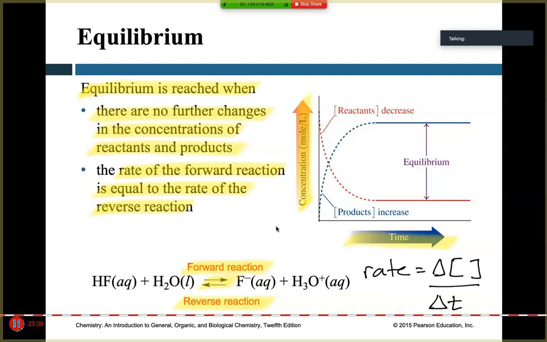And that actually is telling me the rate of the reaction is the slope at every single point. And it changes, and what we're seeing is it slows down as we go from point 1 to point 2 to point 3. Eventually, the two rates are equal. And when we see that, they're going to be parallel.